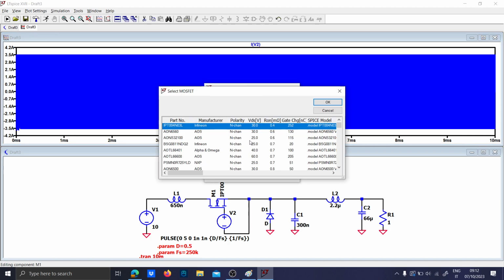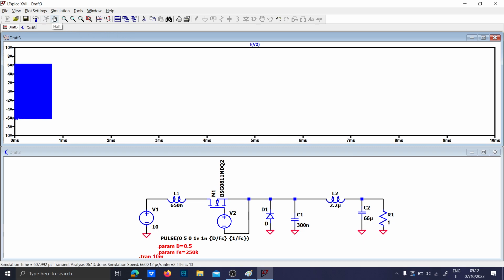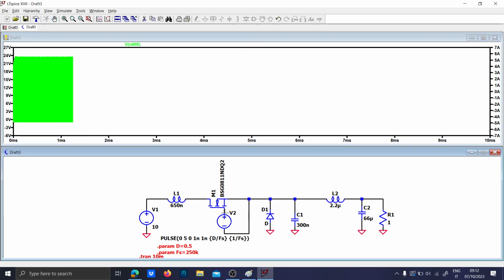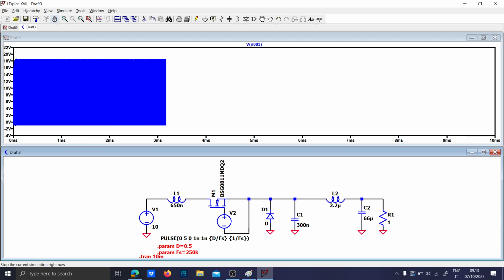Let's choose another one. This is good. No, no, don't start lagging, please.